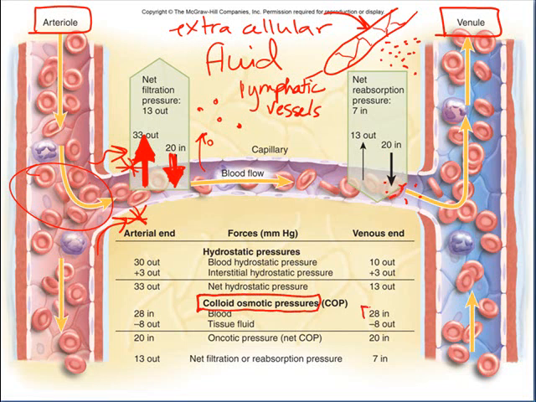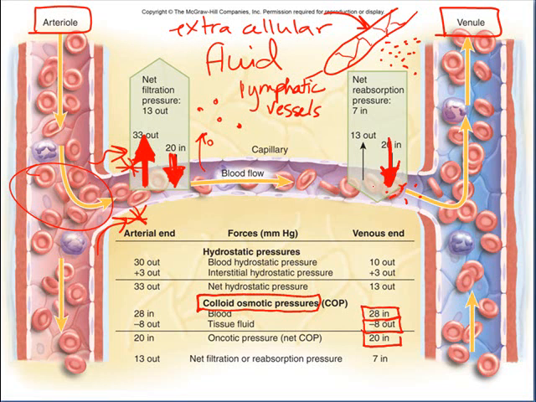So I still have the blood wanting to pull water in with a value of 28, and I still have the tissues wanting to pull water out of the blood with a value of 8. So I still have an overall push or drive inward of fluid into the blood with a value of 20, just like I had before. That didn't change at all.